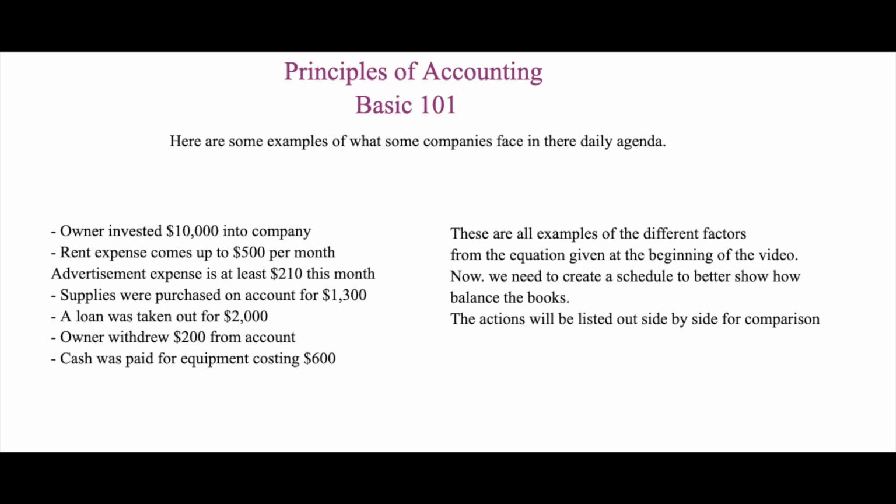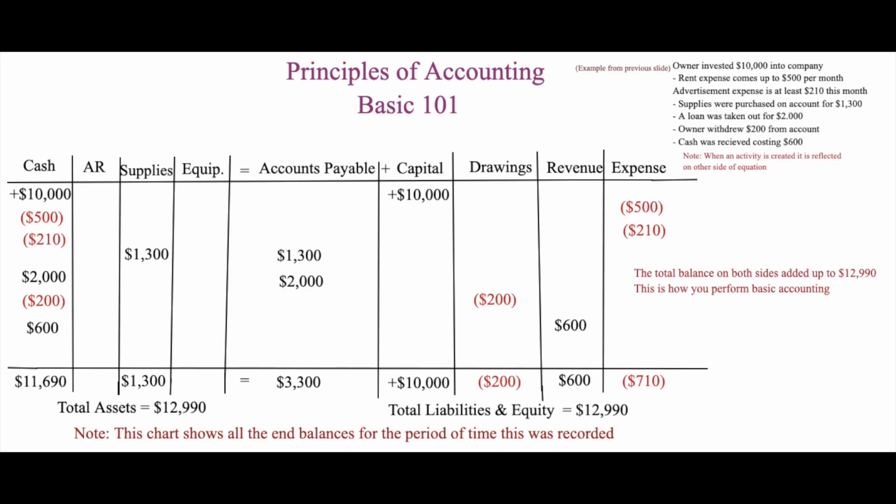We're showing an example of different transactions that happen inside of a month in a regular fiscal year for any company. For example, there are owner investments of $10,000. For that month, the rent expense is $500 per month. There's a loan that's taken out for $2,000, and so on and so forth. In the next slide, we're going to show how each are calculated inside of the assets equals liabilities plus equity equation.